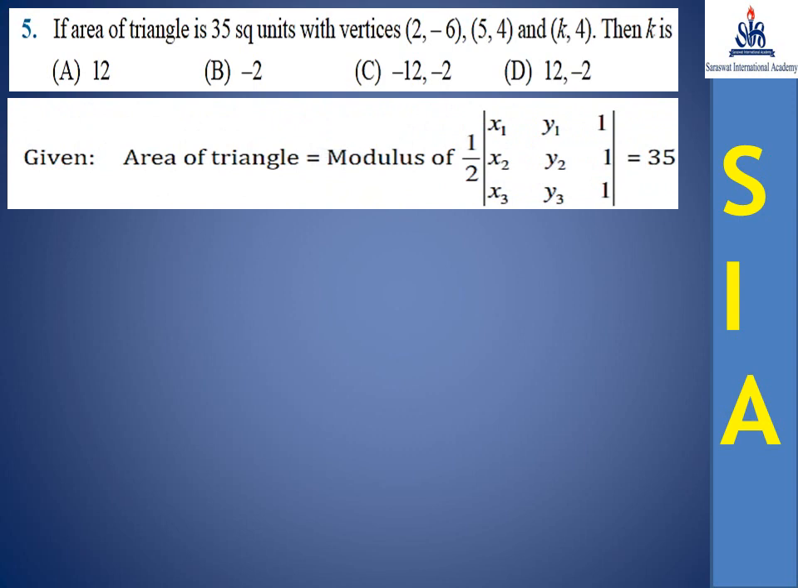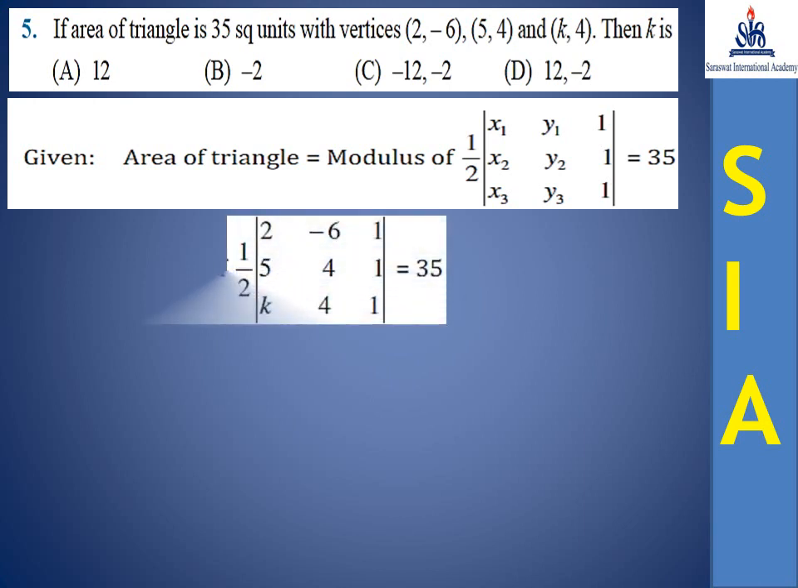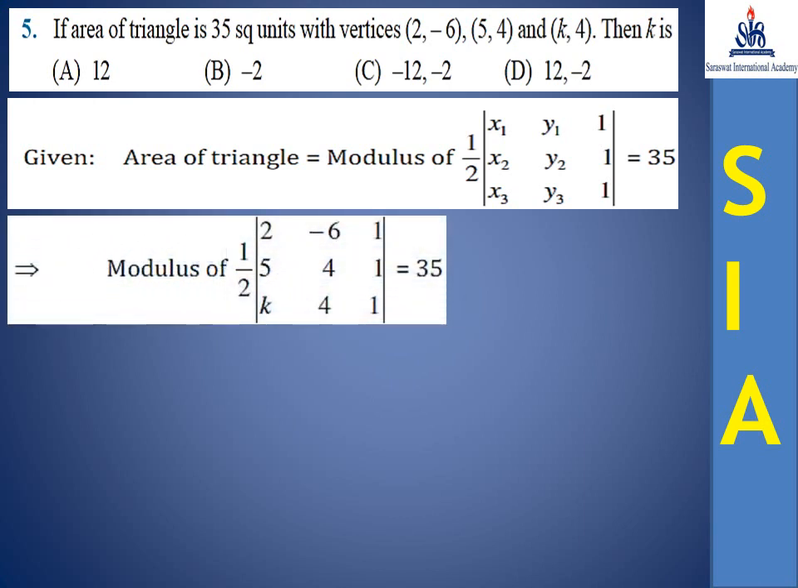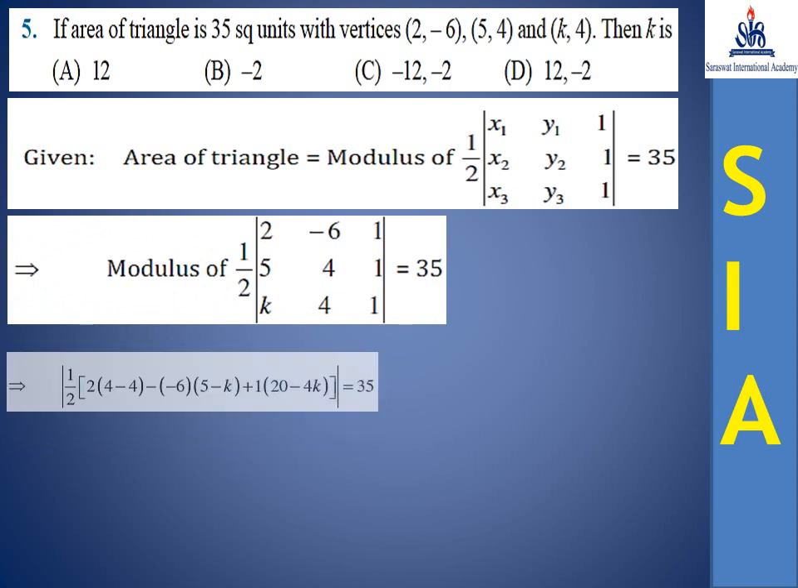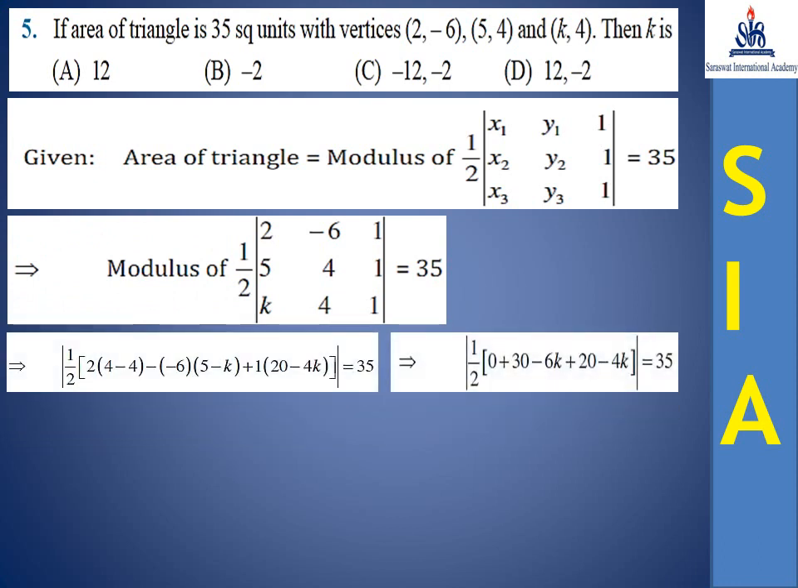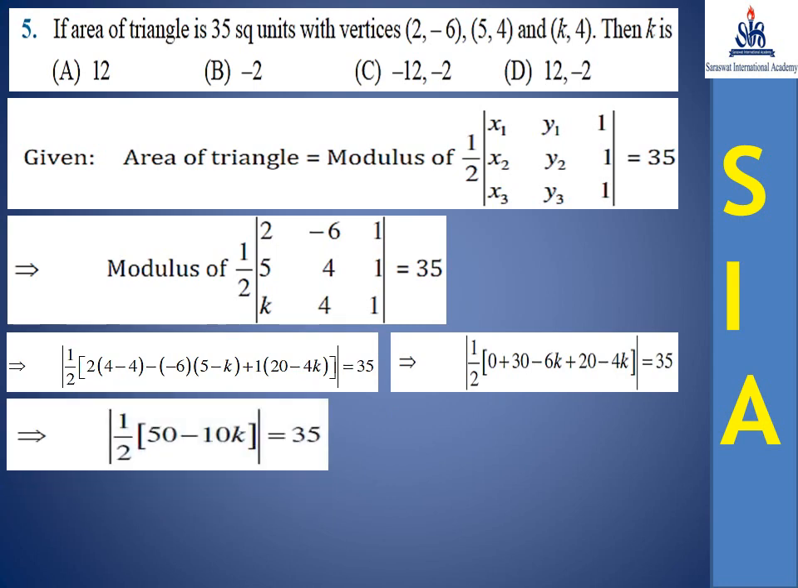Area of the triangle with x1 y1, x2 y2, x3 y3 and the third column 1 1 1, is equal to 35 square units, which is already given in your question. So x1 y1 is 2 comma minus 6, x2 y2 is 5 comma 4, and x3 y3 is k comma 4, and further calculating, you get half of 50 minus 10k equal to 35.